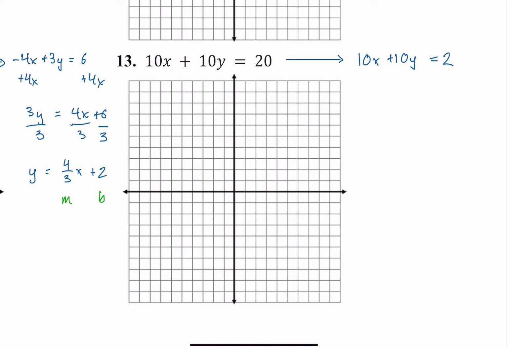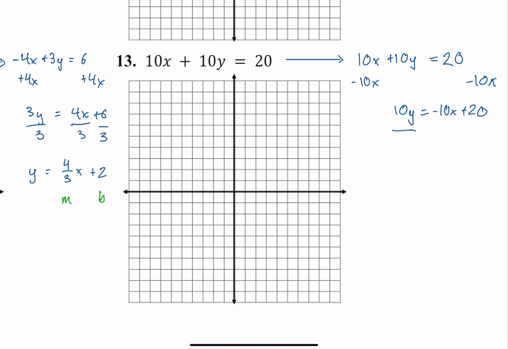So with that, let's solve for y. We'll subtract 10x from both sides. So we'll have 10y equal to negative 10x plus 20. Those are not like terms, so we don't want to combine those. I'll move this off to the side.